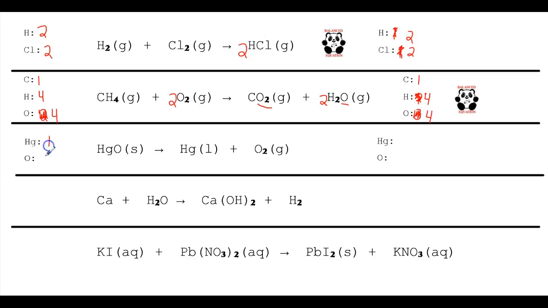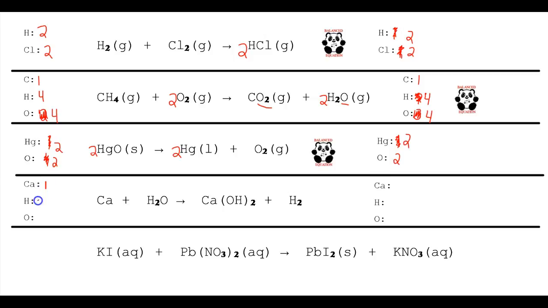Next up, HgO is going to break down to form mercury liquid and oxygen gas. 1, 1 on the left, 1, 2 on the right. Might as well start by attacking the oxygen, getting that one balanced. I've now got 2 oxygens and 2 mercuries on the left, so I'm going to need to fix that by balancing out the mercury with the coefficient there. I'm now balanced.